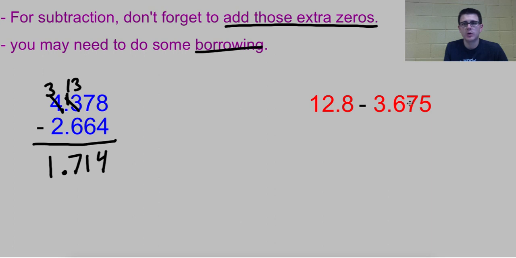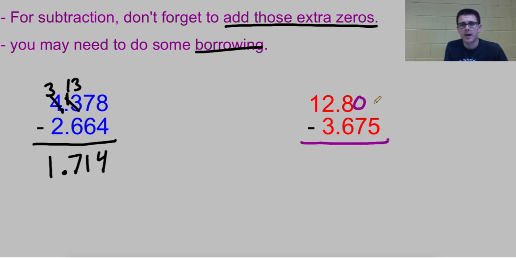12.8 minus 3.675. So I'm going to slide it down and line up the decimal point. Notice I didn't slide it over so that it was even on the right-hand side. I didn't slide it over so it was even on the left-hand side. The only thing that matters when I line it up is that decimal point. The rest of the numbers just slide left or right until it matches up with the problem I'm doing.